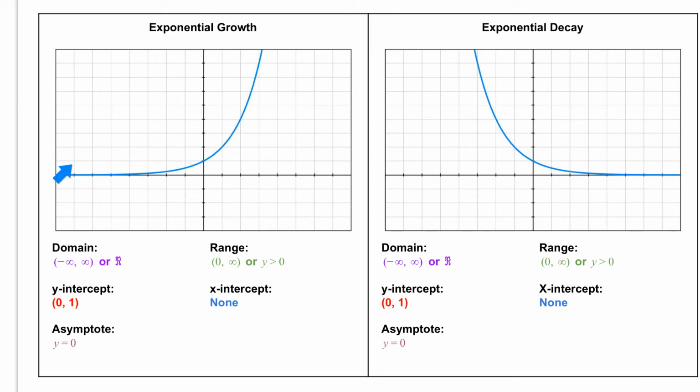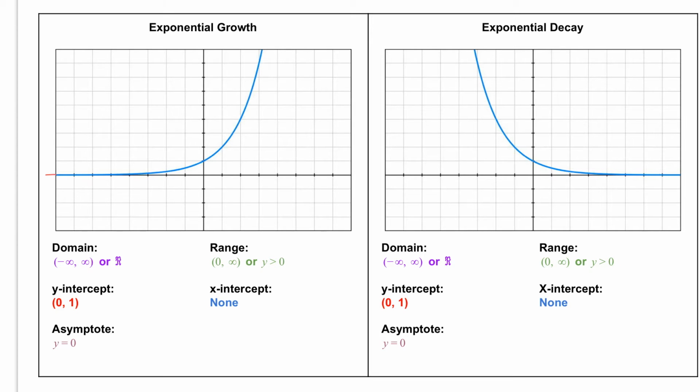Our exponential growth functions are going to increase from left to right, and our decay functions are going to decrease from left to right. You can take a look at the domain and the range and the similarities between them. The y-intercepts, notice they both have a y-intercept at (0, 1). They do not have an x-intercept, and the asymptotes are at y equals 0. And your asymptotes are always going to be dotted lines.